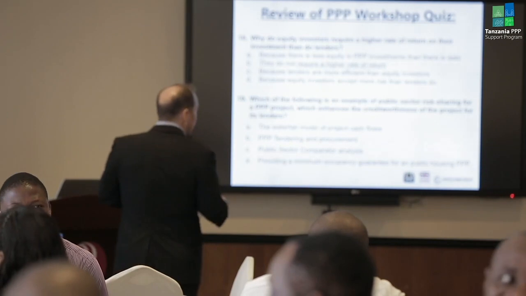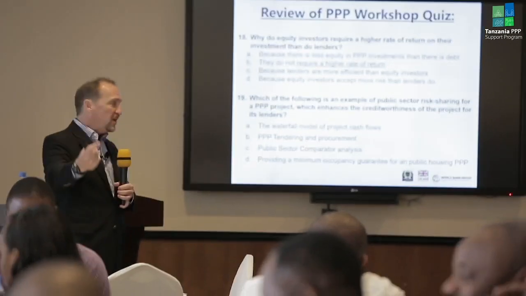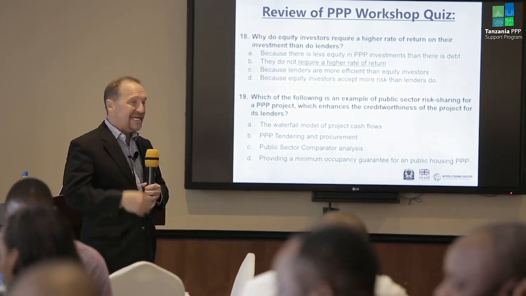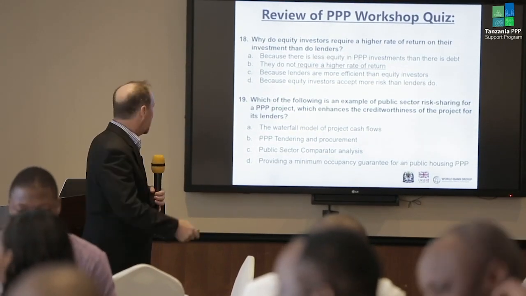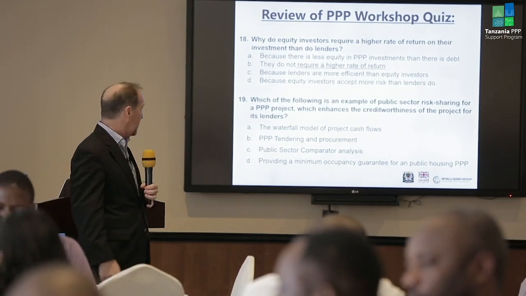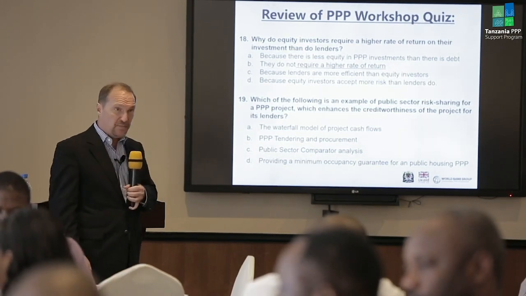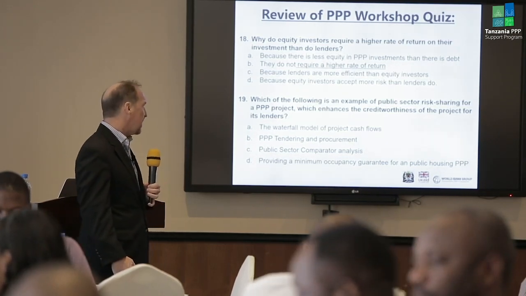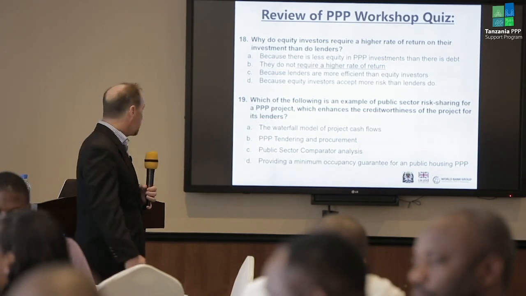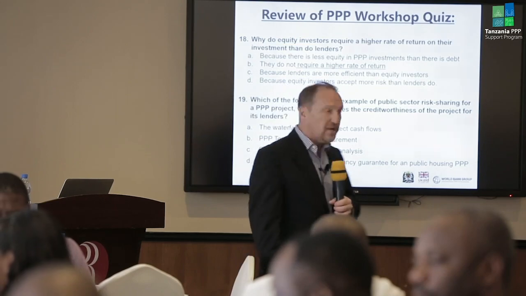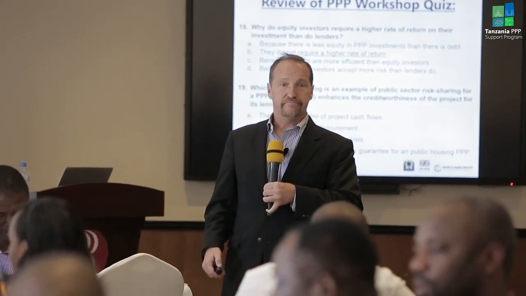Number 19, which of the following is an example of public sector risk sharing in a PPP project that enhances the creditworthiness for lenders? Is it A, the waterfall model of project cash flows? Is it B, PPP tendering and procurement? Is it C, public sector comparator analysis? Or is it D, providing a minimum occupancy guarantee for a public housing PPP? Which is an example of risk sharing?